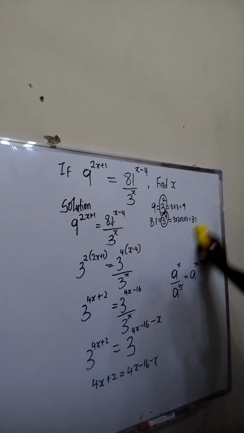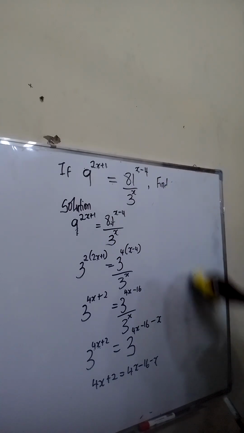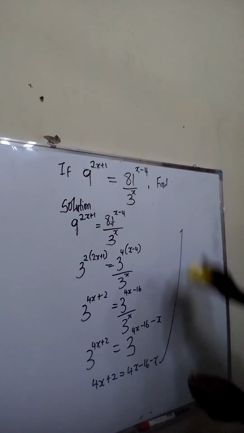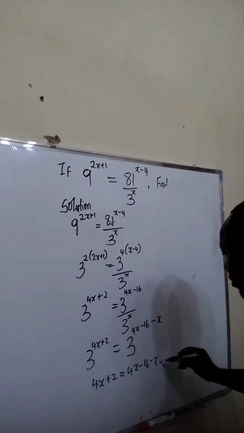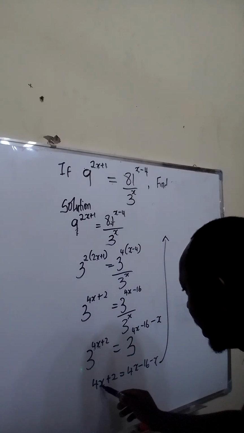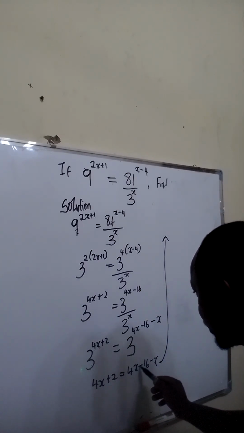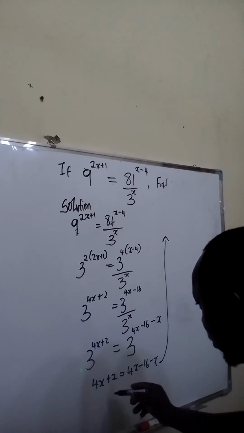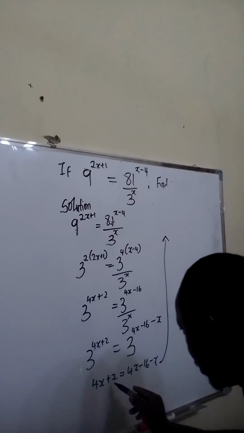Now the next thing we are going to be doing is to collect like terms. Now 4x plus 2 equal 4x minus 16 minus x. We are going to move all the terms with x to this part of the equation and all the terms without x to the other part of the equation.